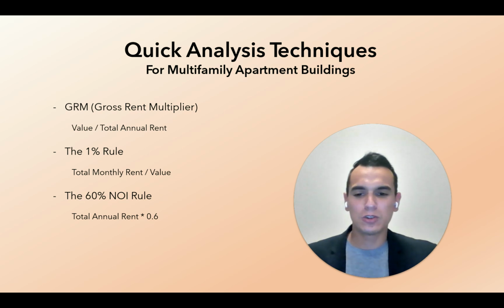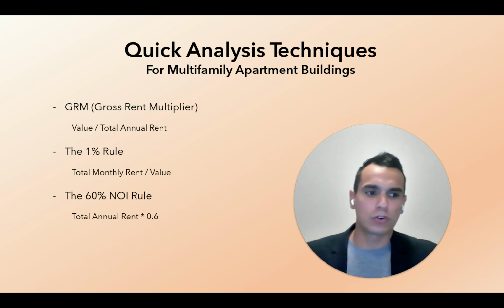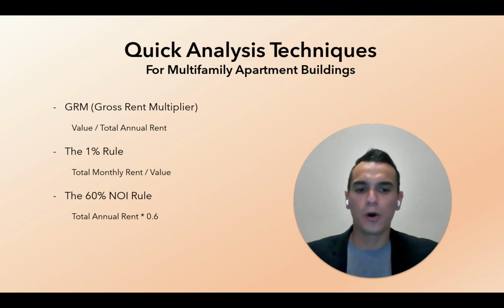So again, we're just using a quick check method here, and we might say this example is listed for 1.2 million. We might say, hey, that's not too far off what our quick calculation was of 1.1 million. Maybe it's a little bit overpriced, or maybe there's something in the deal that's making the expenses a little lower. Maybe there's some extra value add opportunity. So this might be a deal that is worth analyzing more.